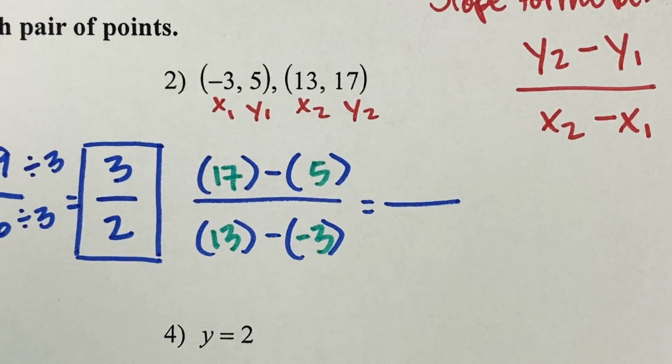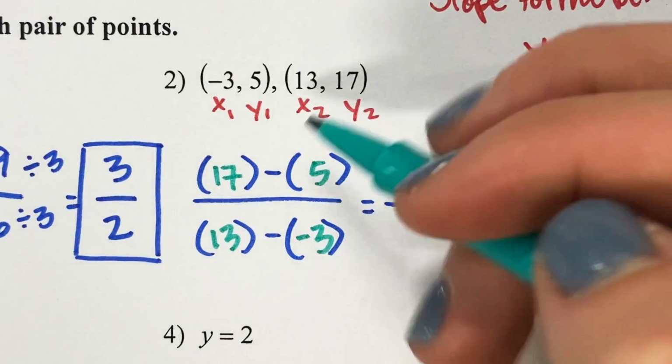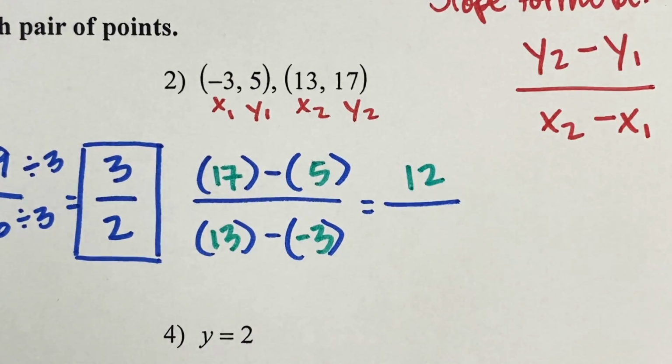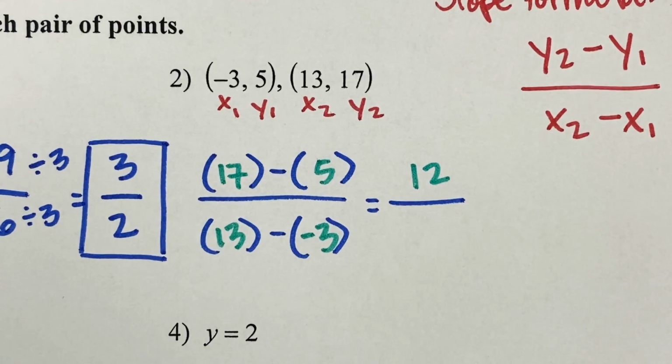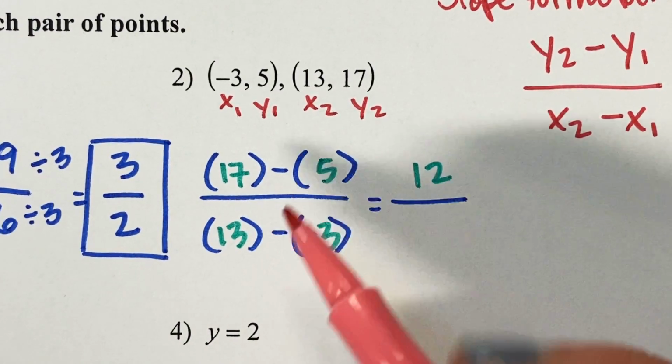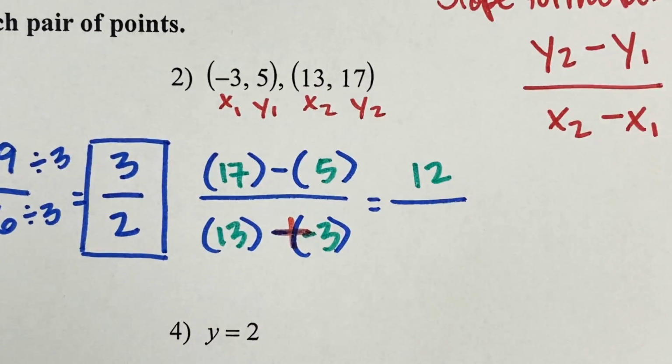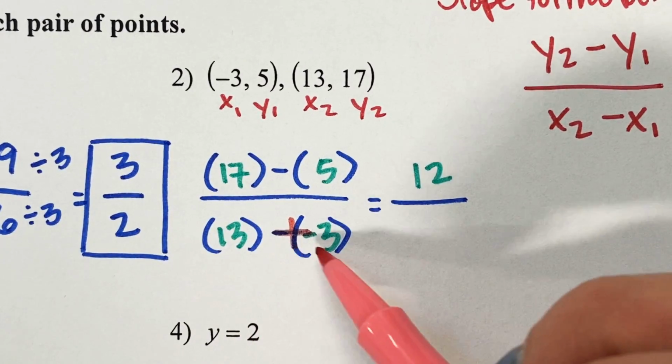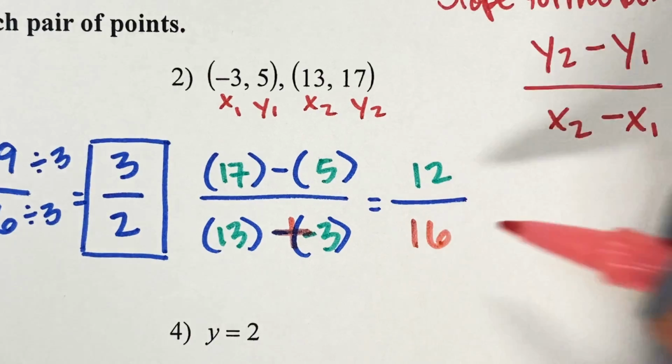On top I have 17 minus 5, which is going to give me 12. And then on bottom I have 13 minus a negative. When we have a double negative, it turns into a positive or addition. So 13 plus 3 is 16.